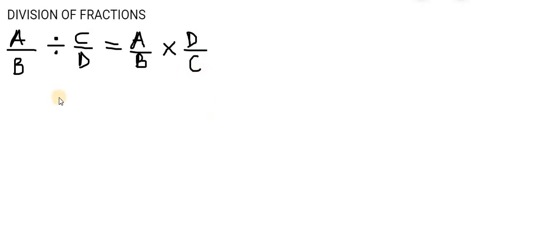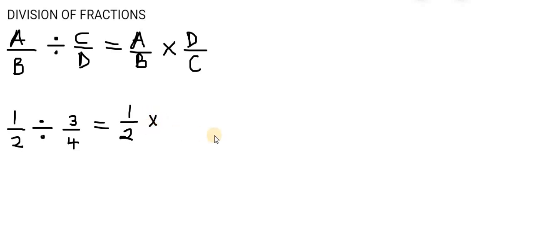So, let's go into examples straight away. 1 over 2 divided by 3 over 4. First things first, 1 over 2, change the sign to a multiplication, flip the second fraction, and I'm on my way. So, at the top, that's 1 times 4. At the bottom, that's 2 times 3.